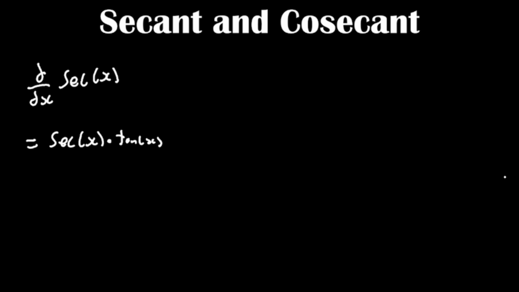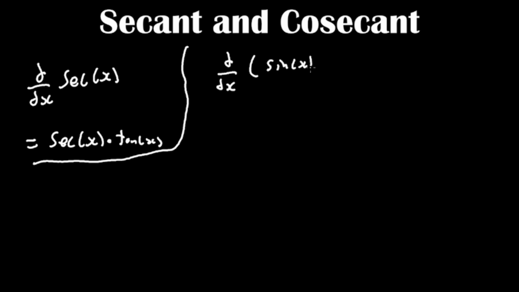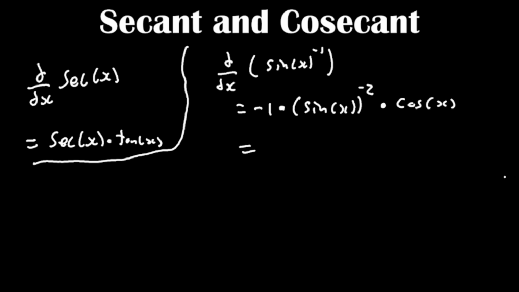Now what about cosecant? Cosecant is the reciprocal of sine. So we want to know the derivative of sine of x to negative 1. So, again, this is going to be negative 1 times the inside to the negative 2 times the derivative of the inside, which is cosine of x. So this is negative, and then sine to the negative 2, that's 1 over sine squared times cosine of x.